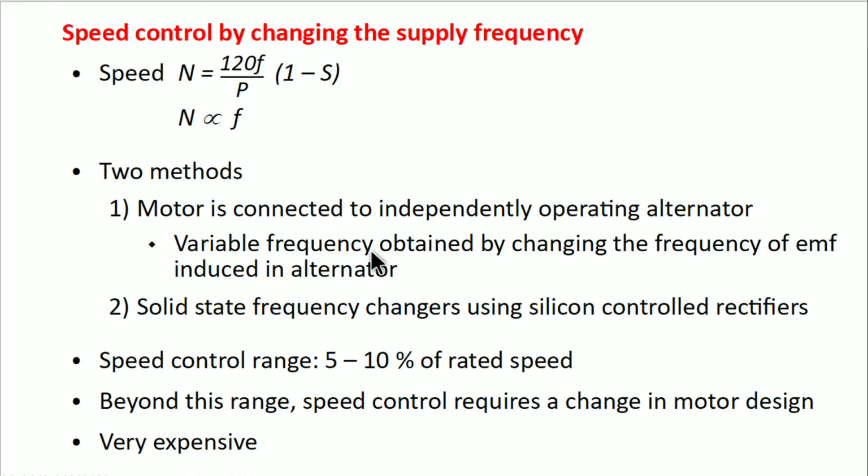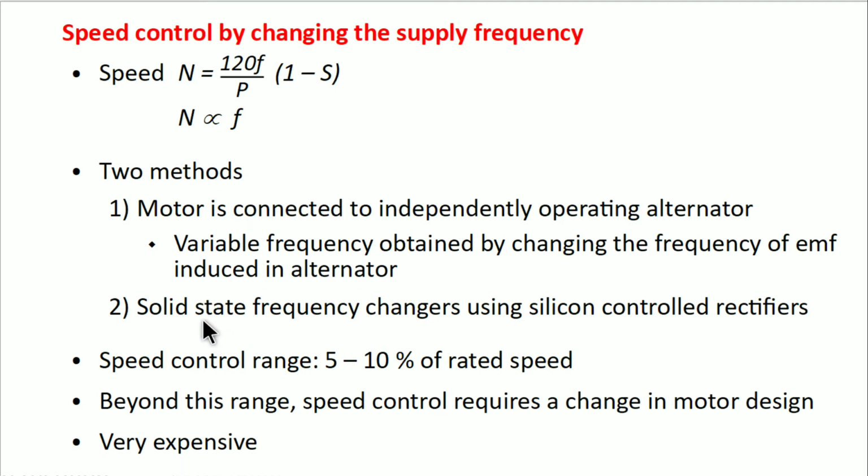One is the motor may be connected to an independently operating alternator whose frequency can be varied by changing the frequency of EMF induced in the alternator. The alternator EMF frequency can be changed by changing the speed of the alternator. If speed of the alternator is changed, the frequency of EMF induced by that alternator will be changed. That changed frequency is fed to the motor, so the speed of the motor will change accordingly. If we increase the frequency, speed will increase. If we decrease the frequency, the speed will decrease.